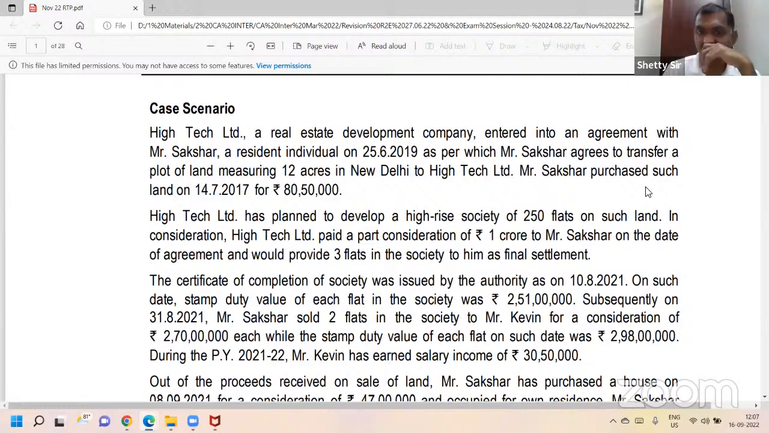Capital gain for Mr. Sakshar. Easy if you know the law. Full value of sale consideration. Underline small a: cash consideration 100 lakh. Small b: stamp value of 3 flats, 251 into 3, 753 lakh. Total 853 lakh.